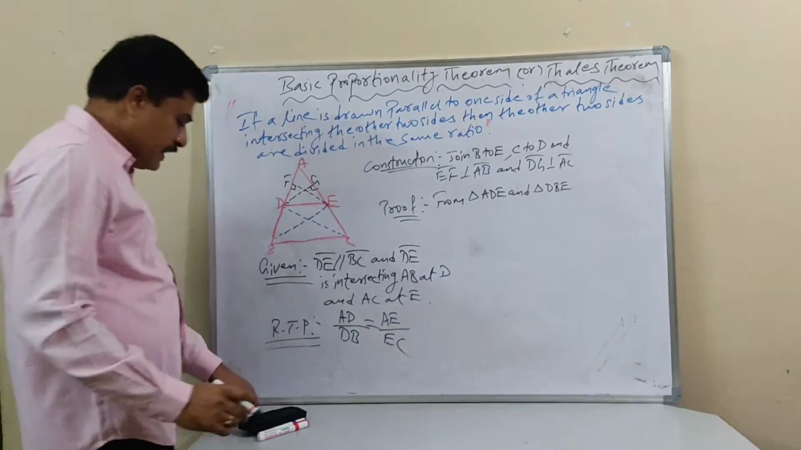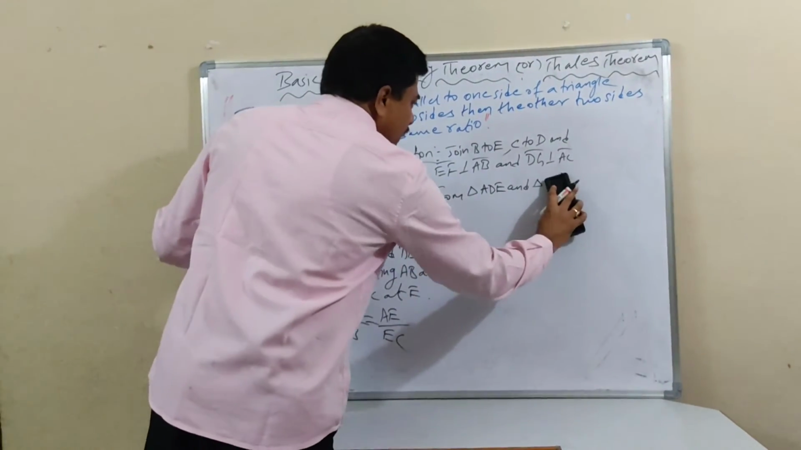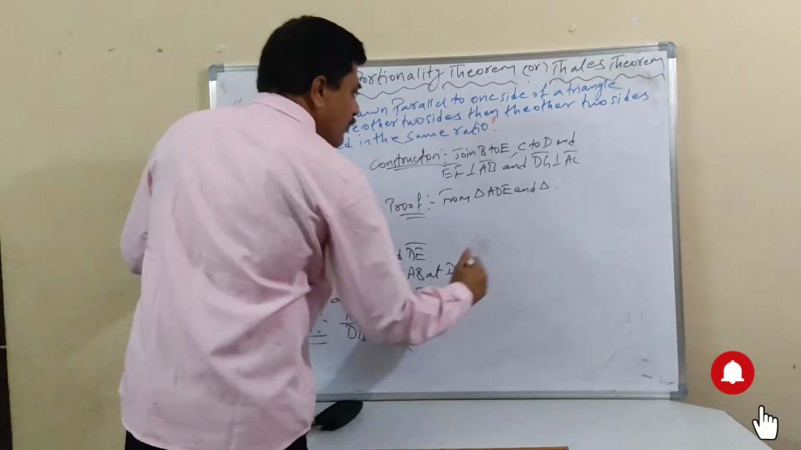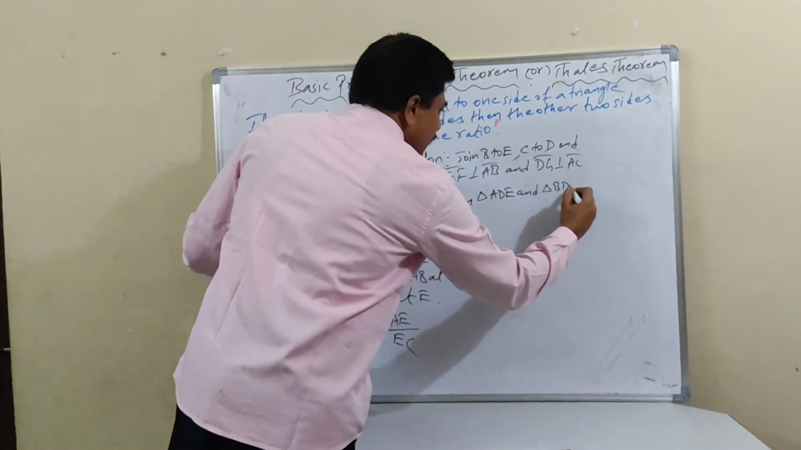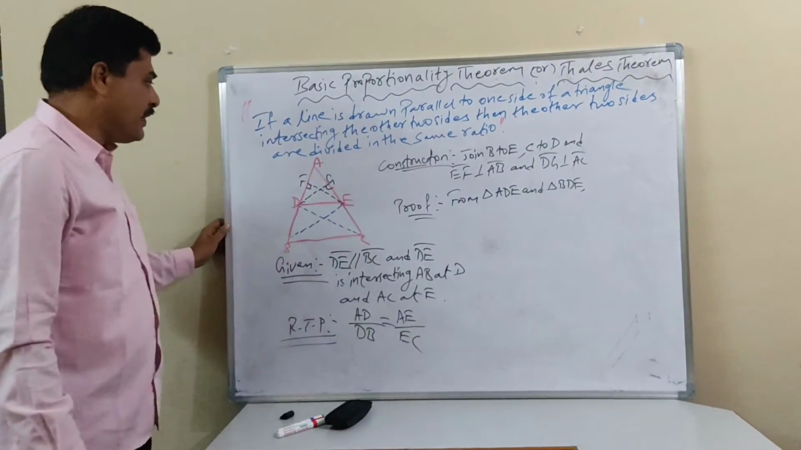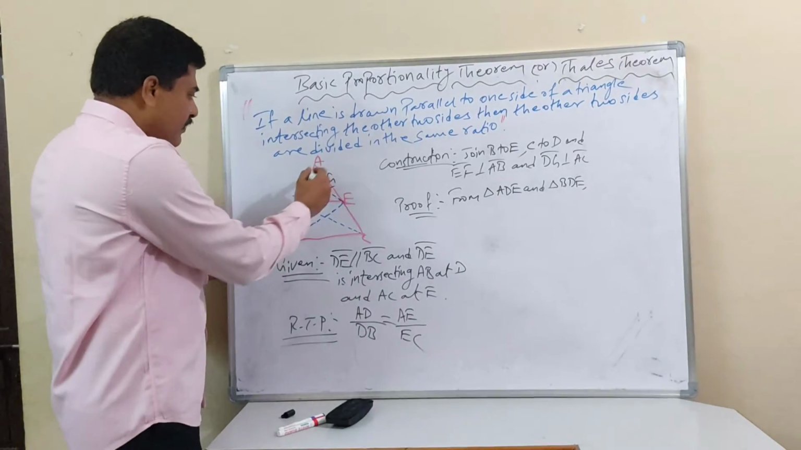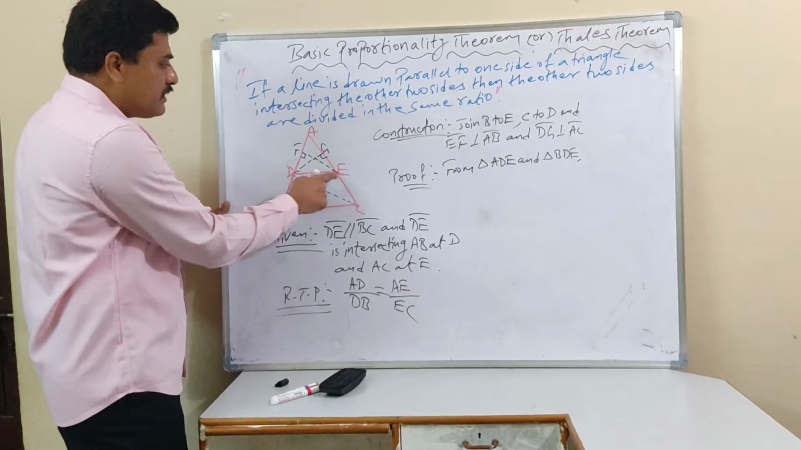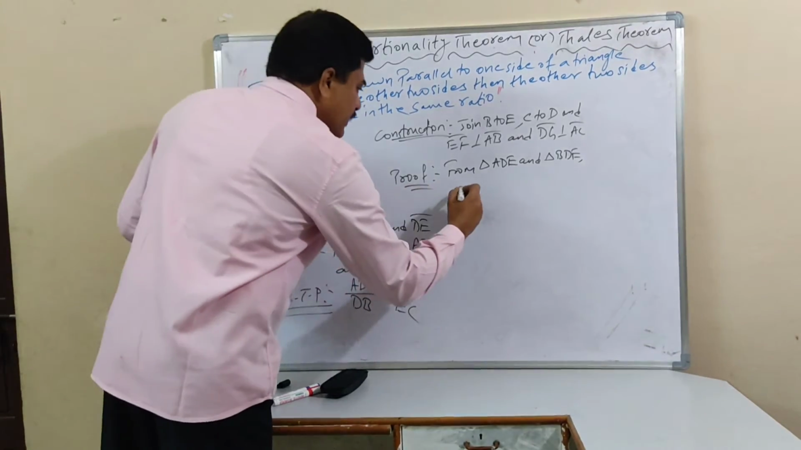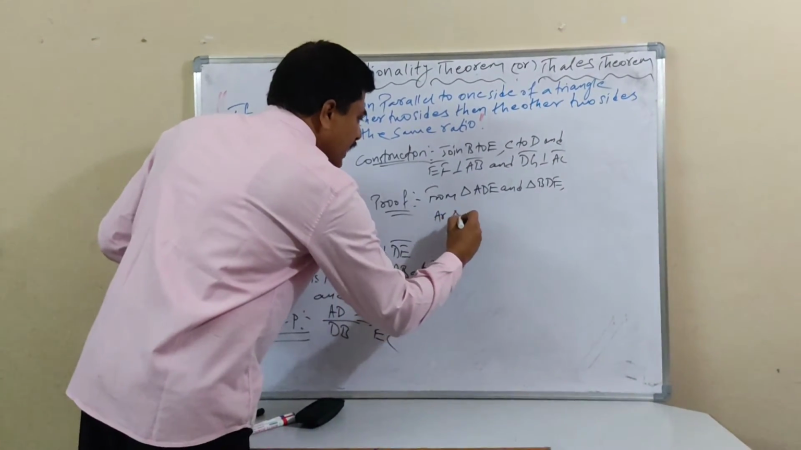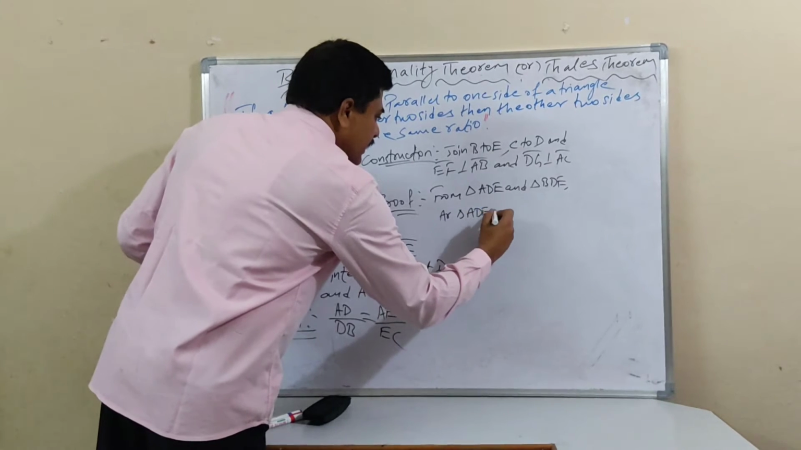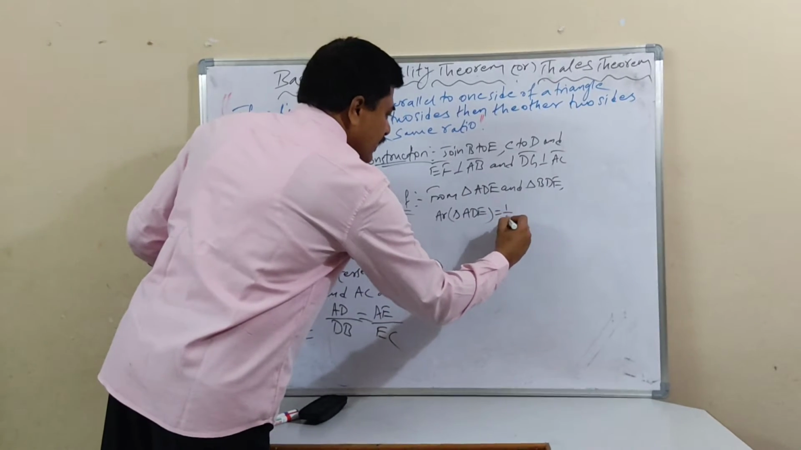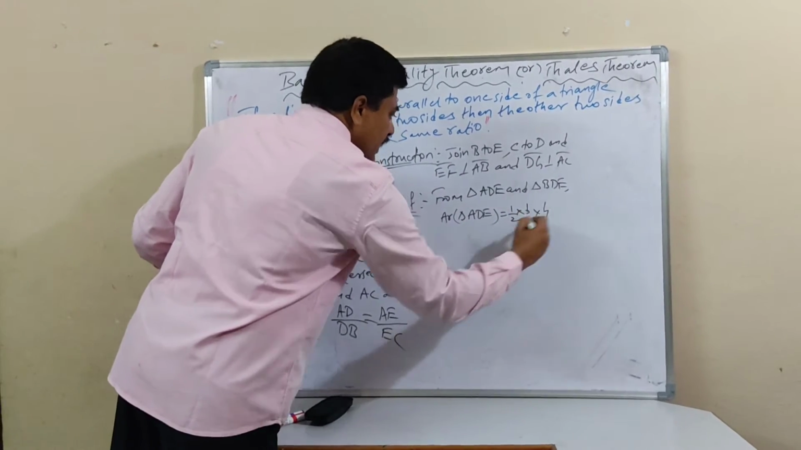So BDE is a triangle. So we are comparing triangle ABC and triangle BDE. Here, these two triangles I am comparing now. In this ADE triangle, what is the base? AD is the base. EF becomes the height. Area of triangle ADE is given by half into base into height.